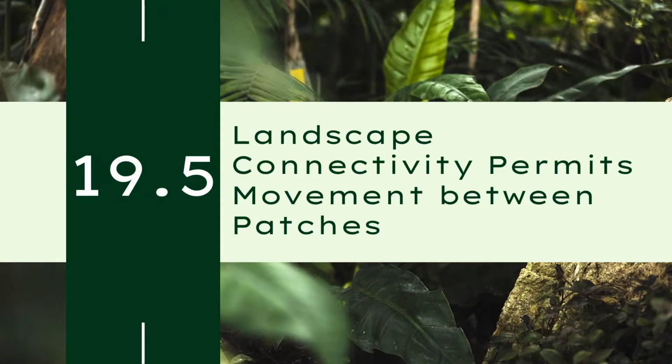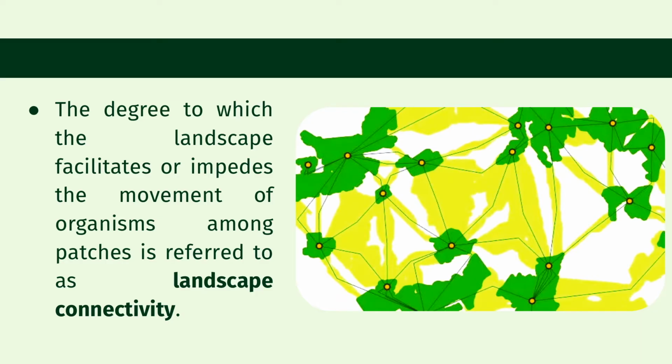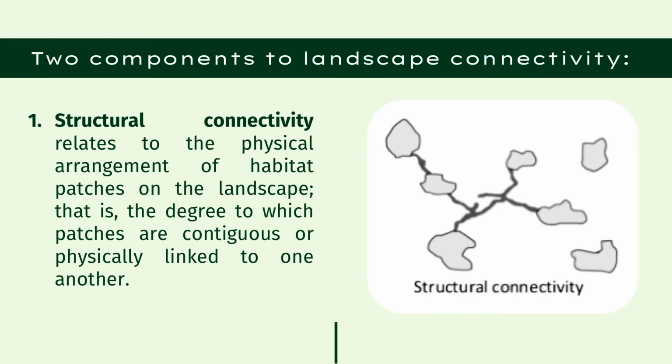Section 19.5: Landscape connectivity permits movement between patches. The degree to which the landscape facilitates or impedes the movement of organisms among patches is referred to as landscape connectivity. There are two components to landscape connectivity: structural and functional. Structural connectivity relates to the physical arrangement of habitat patches on the landscape, that is, the degree to which patches are contiguous or physically linked to one another.